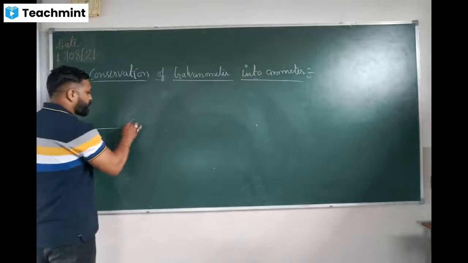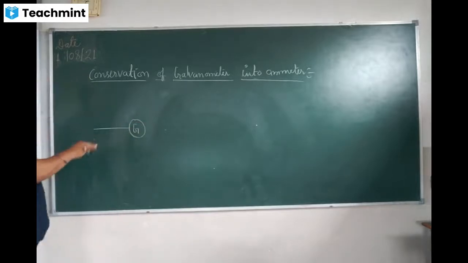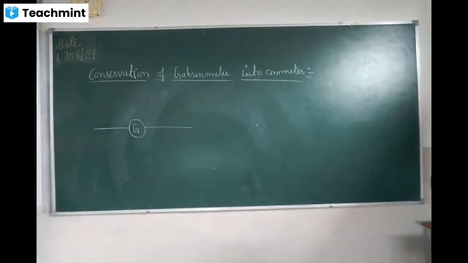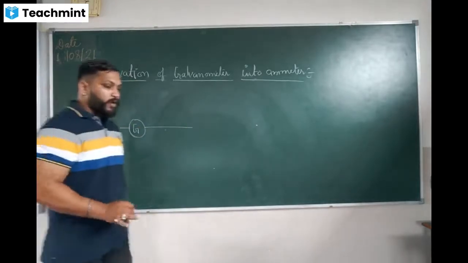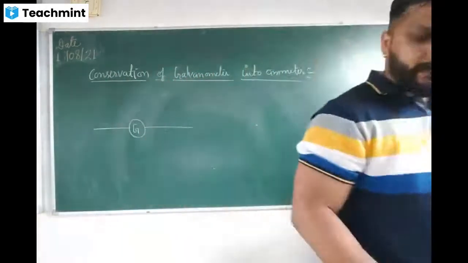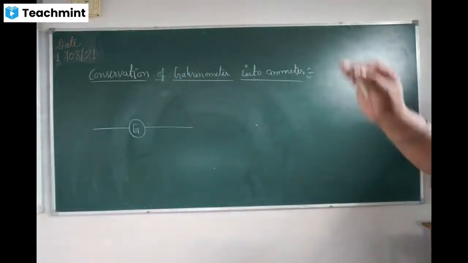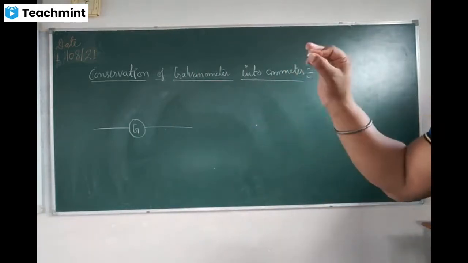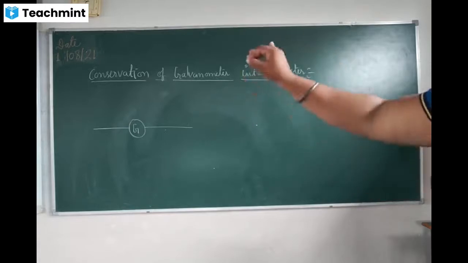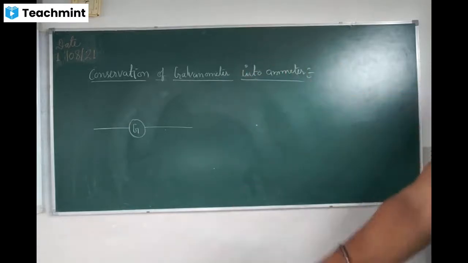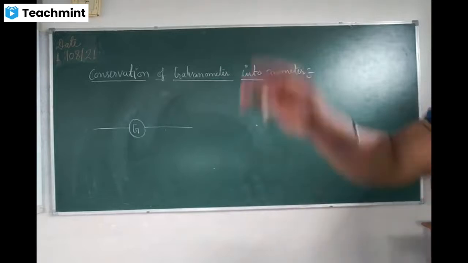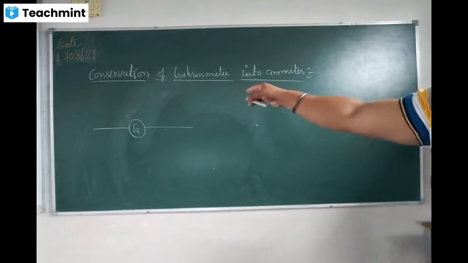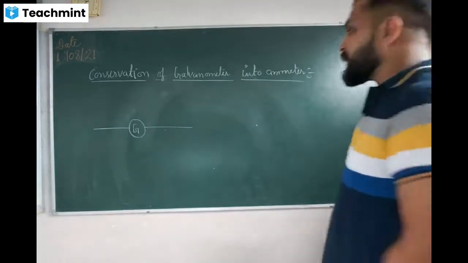Suppose I have a galvanometer where G is the resistance of this galvanometer. Now we want to convert this galvanometer into an ammeter. So what will we do? We will connect a small resistance, which is known as a shunt, in parallel with the galvanometer, so that a large amount of current can pass through that shunt and only a small amount of current will pass through the galvanometer and start measuring the current.